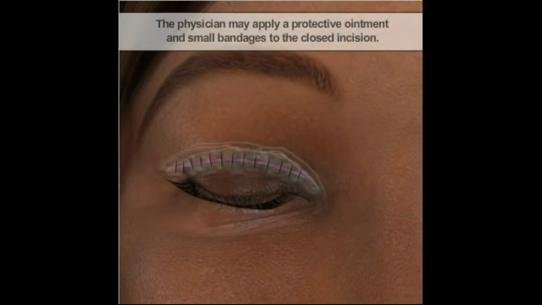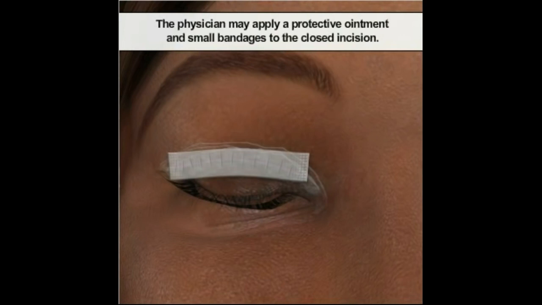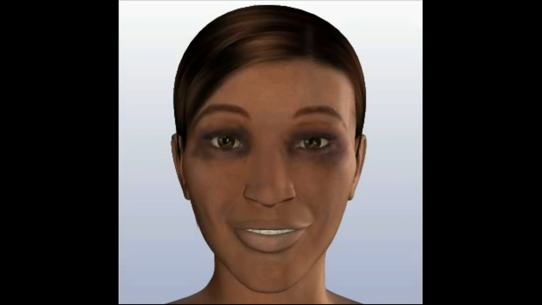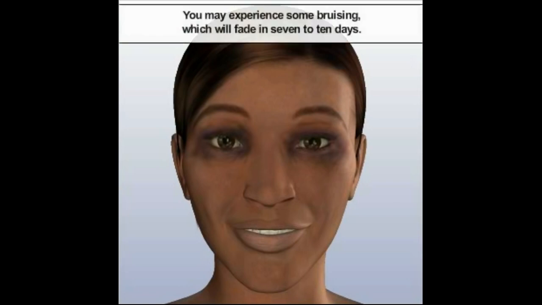The physician may apply a protective ointment, and in some cases, small sterile bandages to keep the incisions moist and promote proper healing. As with any surgical procedure, you will likely experience some discomfort, swelling, and bruising, which can be alleviated with cold compresses and pain medication. Non-absorbable sutures are typically removed in 5 to 7 days, and you will begin to notice an improvement in the bruising around your eyes in 7 to 10 days.